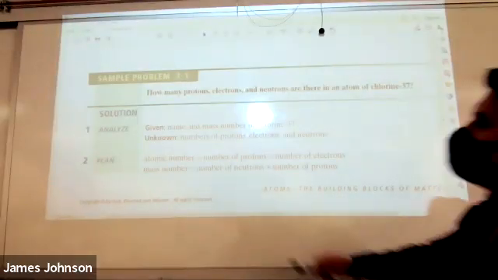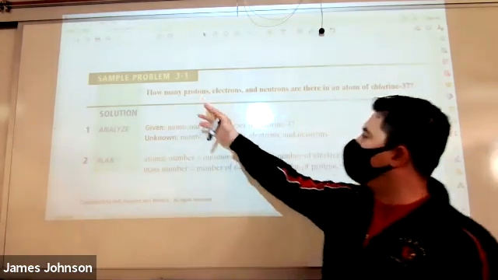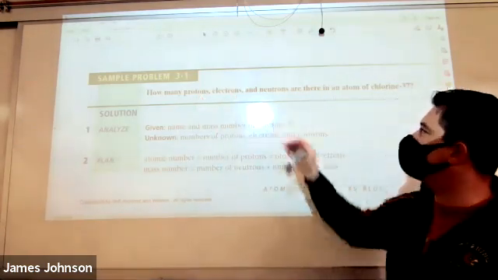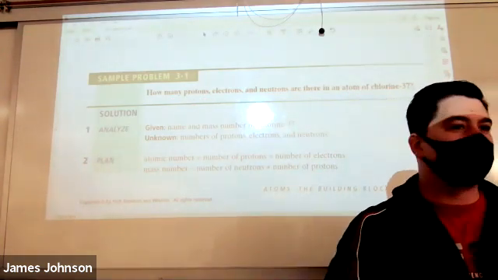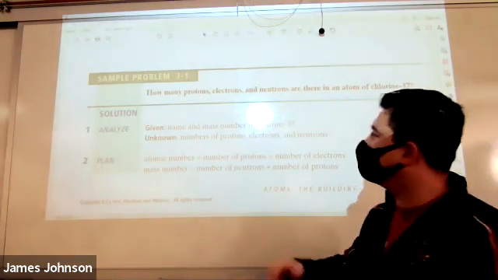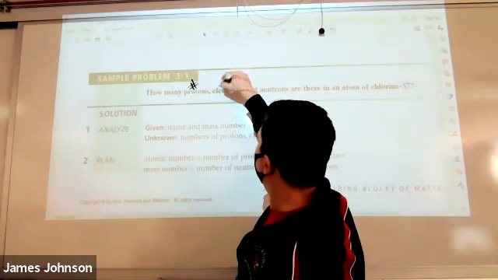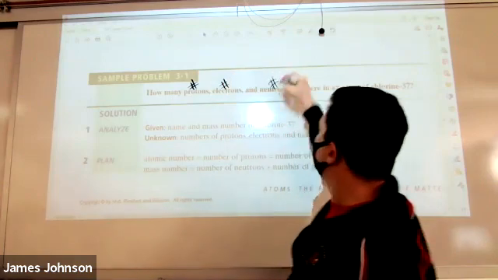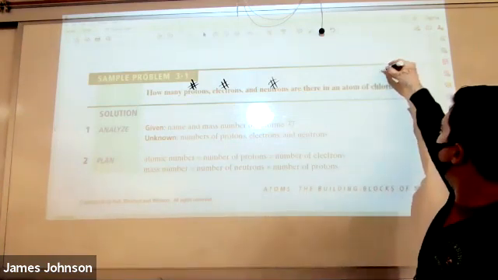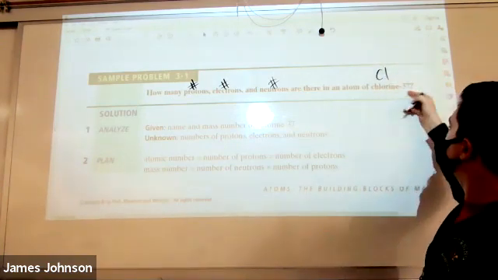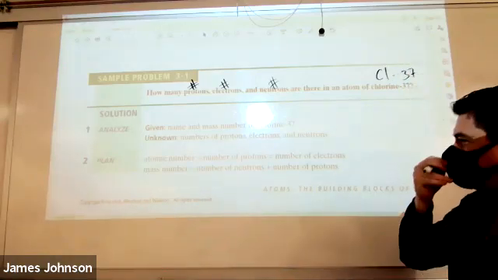All right, so sample problem 3-1. How many protons, electrons, and neutrons are there in an atom of chlorine 37? So we actually have to have three answers here. Number of protons, number of electrons, and number of neutrons, specifically in the type of chlorine that has a mass number of 37.